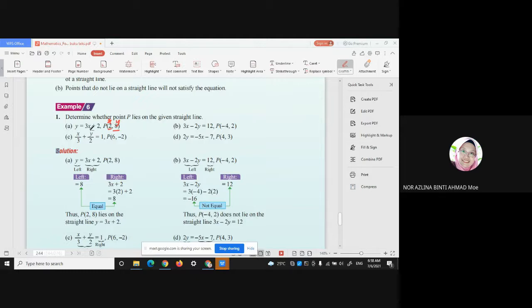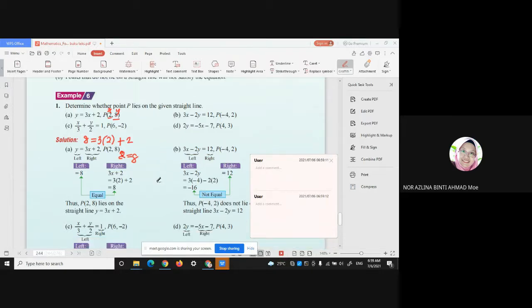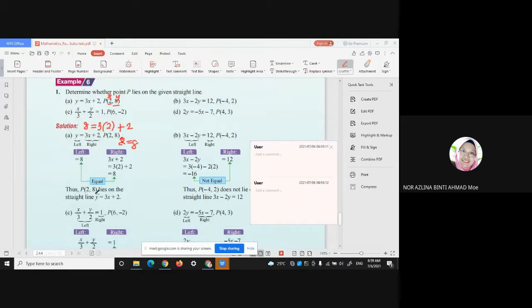x is 2, so we substitute x with 2. y we substitute with 8. So when we substitute, the left hand side is 8, equal to 3 multiply 2 plus 2. Now the left hand side equals 8 and the right hand side also equals 8. So you can write 8 equal 8. When the left hand side equals the right hand side, we can conclude that point P (2, 8) lies on the straight line y equal to 3x plus 2.